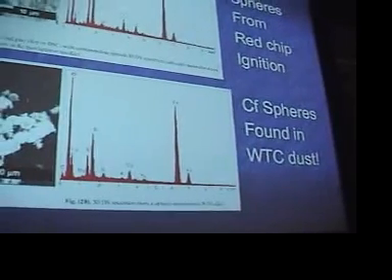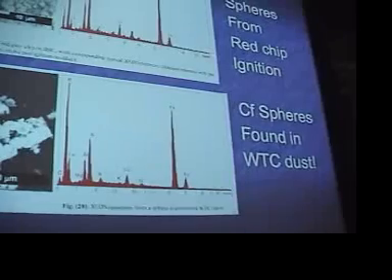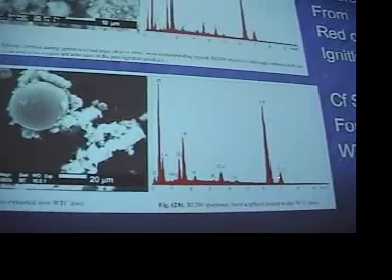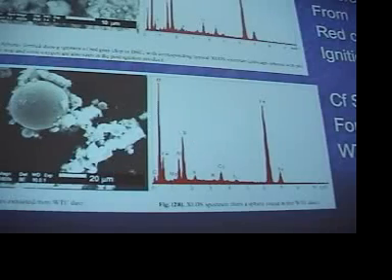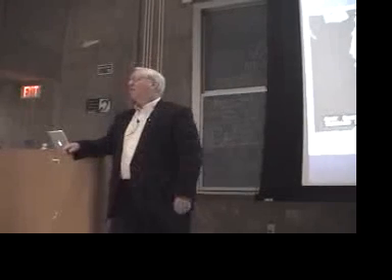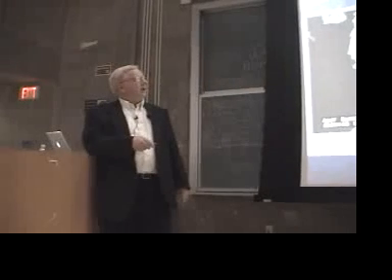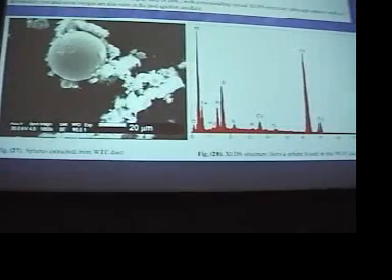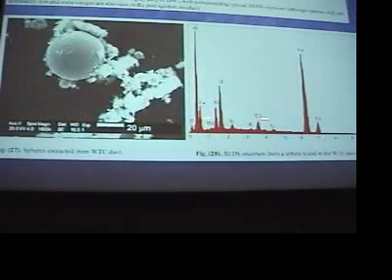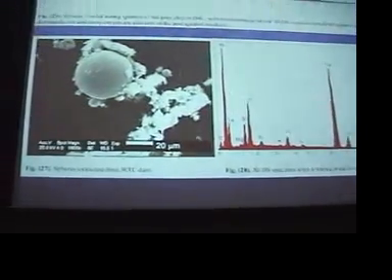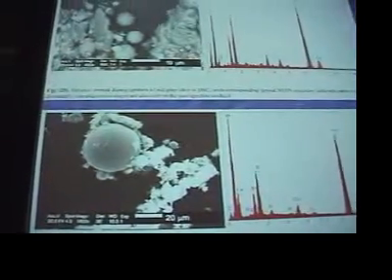Anyway, we find a lot of these spheres in the dust that are rich in iron. And look, we find a lot of them have iron and aluminum and silicon. Folks, that's a very unusual combination in molten metal in the dust from the World Trade Center. Where else did it come from than from a reaction, as we have here, from the ignition of these red chips? But again, that's not central to the argument. It's important, but what's central to the argument is these red chips are thermitic.